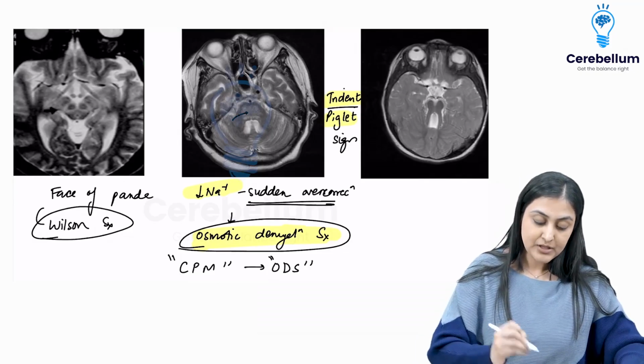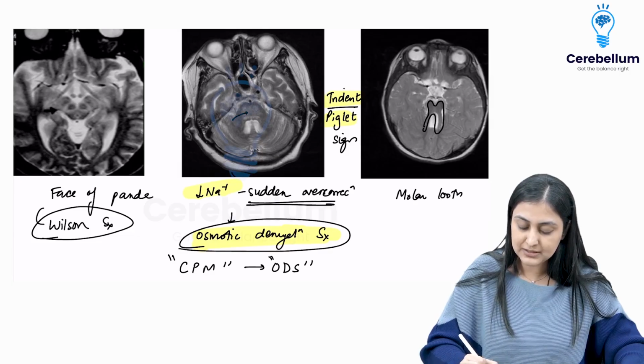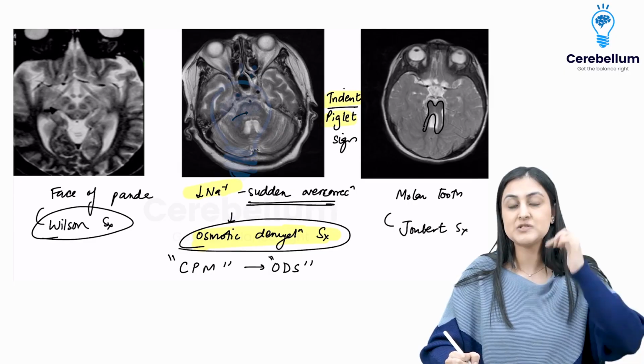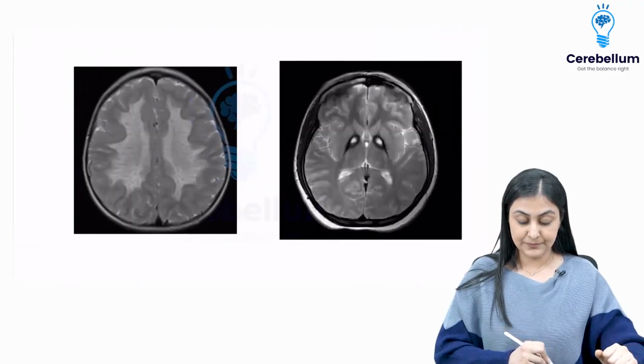Okay, the next one, where the midbrain looks like a molar tooth. Yeah, so this is the molar tooth appearance, which is seen in a malformation called Joubert syndrome. So just the name is enough. Joubert syndrome, you have the molar tooth appearance.